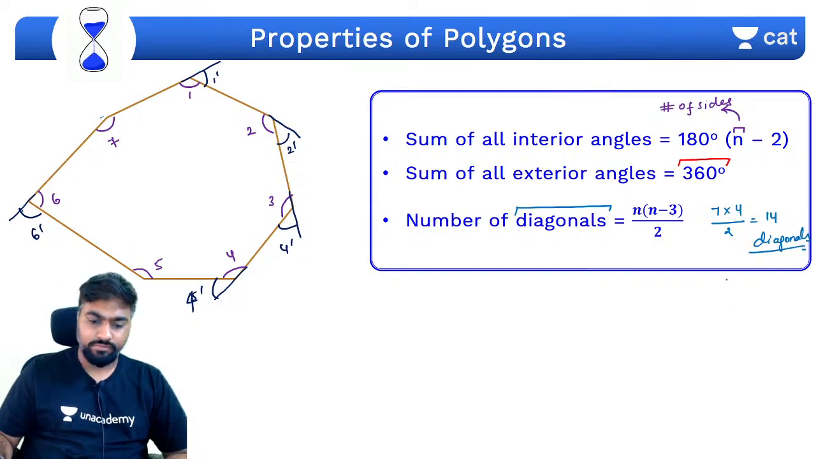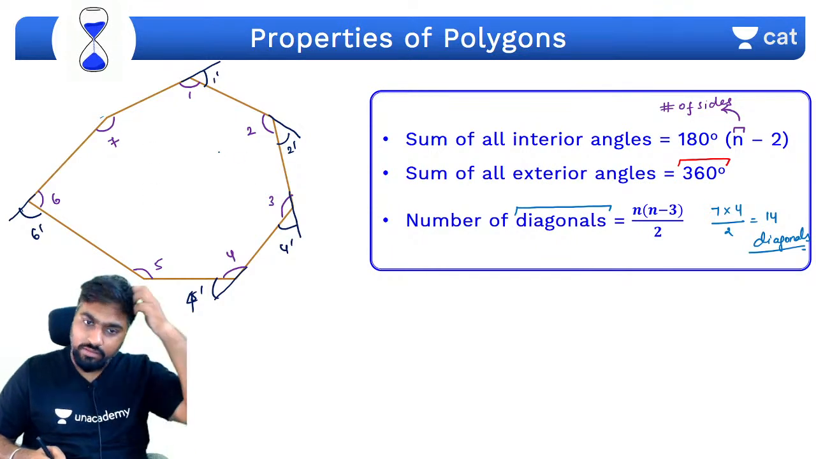Got it? Everyone understood? Any confusions here, guys? So there will be 14 diagonals, yes, 14 diagonals plus 7 sides. That will give us 21 lines totally, but then diagonals will be 14. Clear?